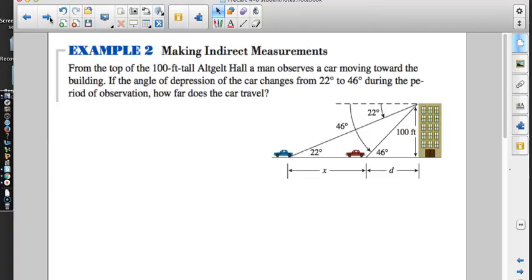Now it gets a little harder. You know that because you look at the picture and you go, oh my gosh, we got a few triangles going on here. Let's see. From the top of the 100-foot tall Altgeld Hall, a man observes a car. So he's up here somewhere.